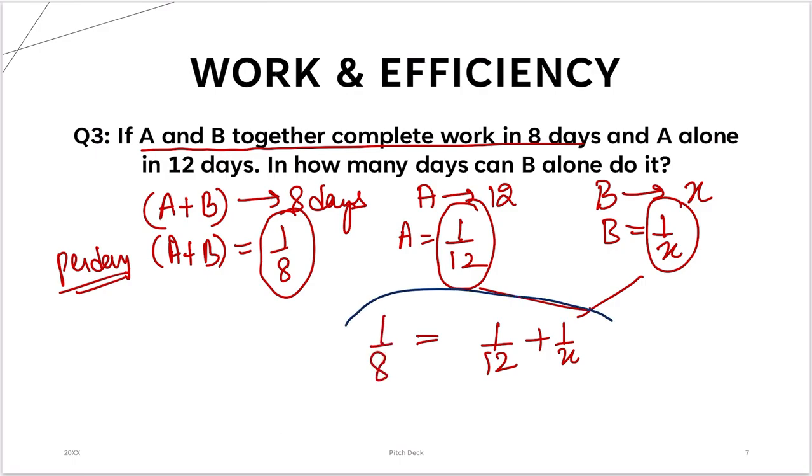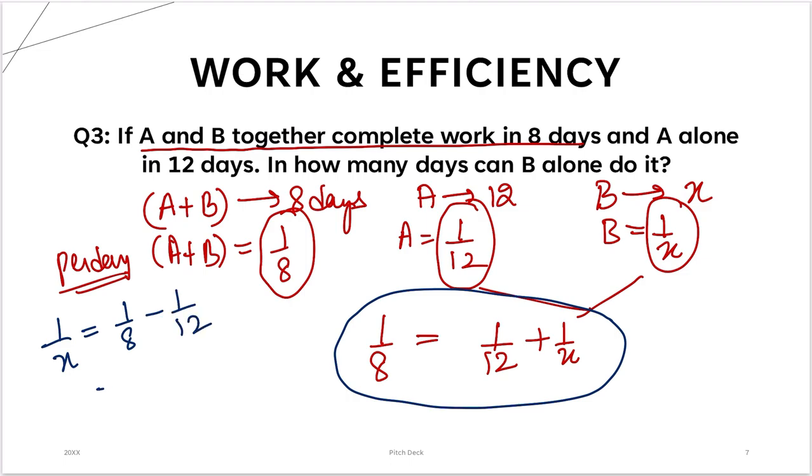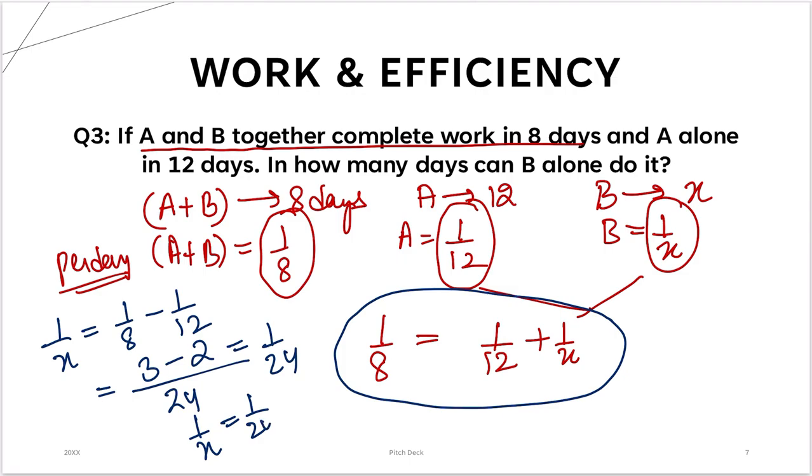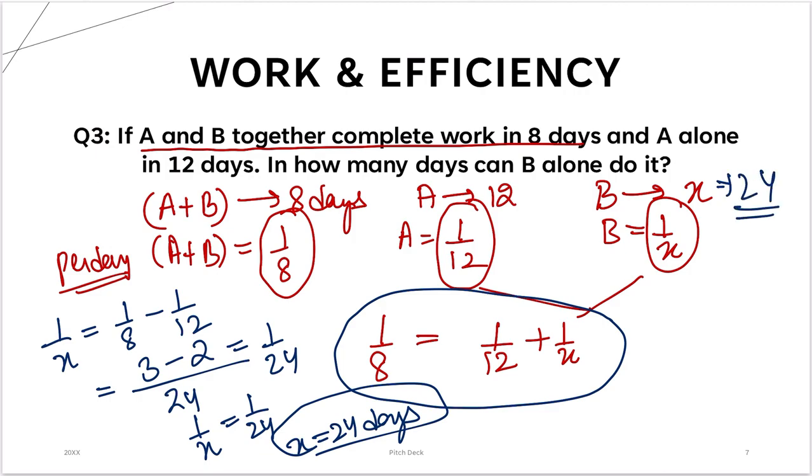So this is just a question. They have given you A and B, and they have asked you to find the number of days it will take for B to complete the work. So if I solve this, 1 by x is 1 by 8 minus 1 by 12, which is 1 by 24. So 1 by x is 1 by 24, x is 24 days. So the number of days taken by B is 24 days. I hope this is clear. Simple question, just a slight modification.